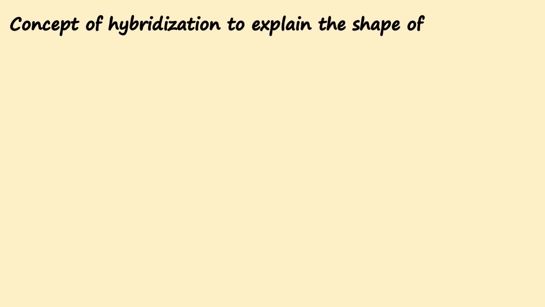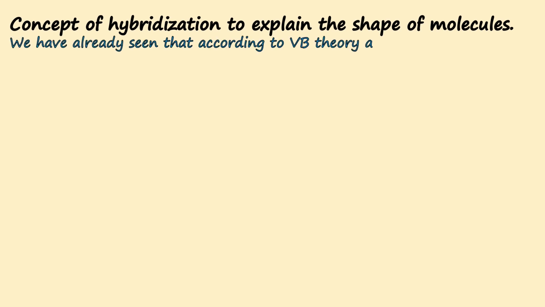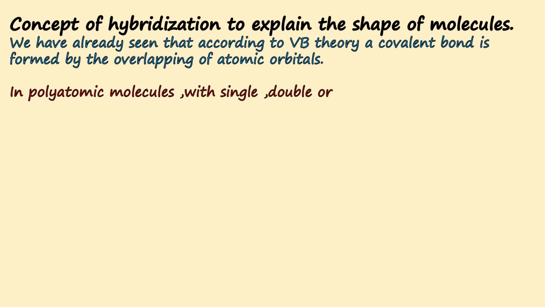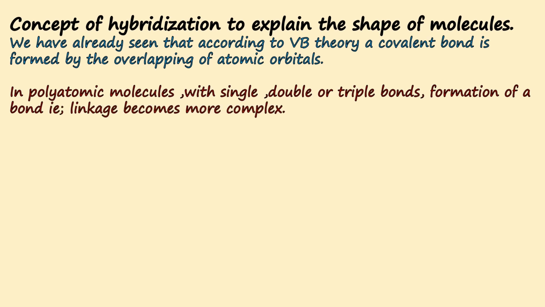In this video, we will do the concept of hybridization to explain the shape of molecules. We have already seen that according to valence bond theory, a covalent bond is formed by the overlapping of atomic orbitals. Bond formation in diatomic molecules with single bond is easily explained by this concept. We have already seen a few examples. In the case of polyatomic molecules with single, double or triple bonds, formation of a bond, that is linkage, becomes more complex.